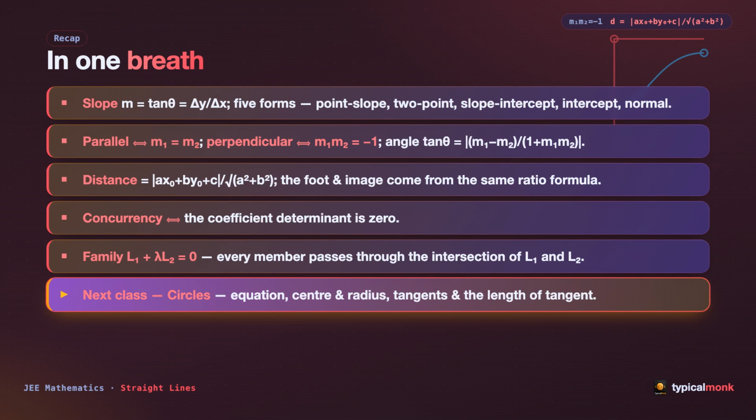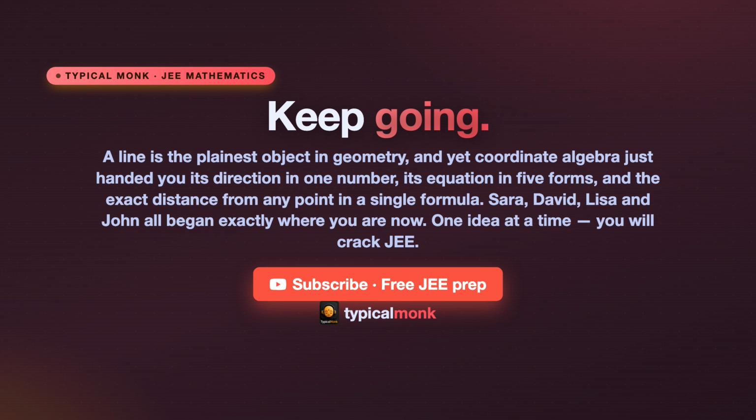Next class, circles: the equation, the center and radius, tangents, and the length of the tangent. A line is the plainest object in all of geometry, and yet coordinate algebra just handed you its direction in a single number, its equation in 5 forms, and the exact distance from any point in one formula.